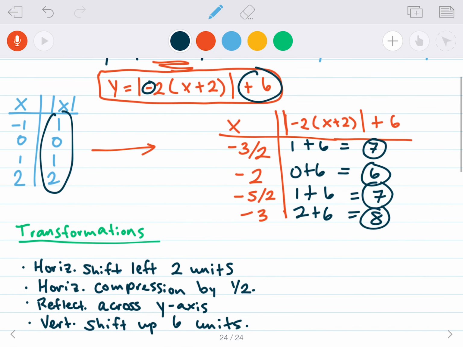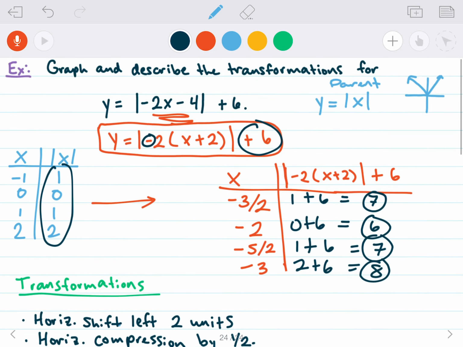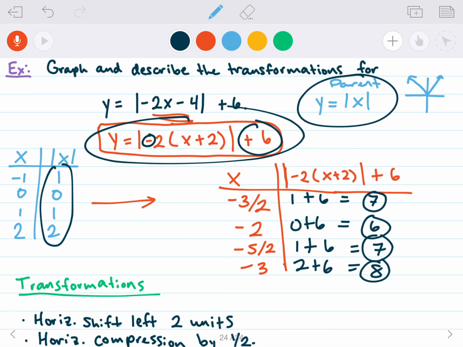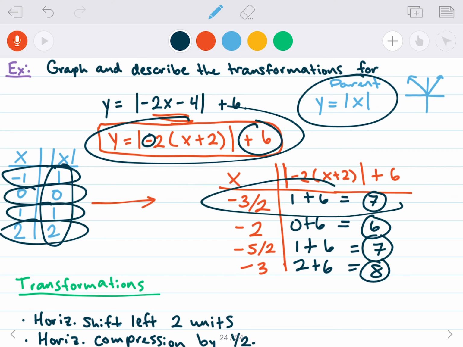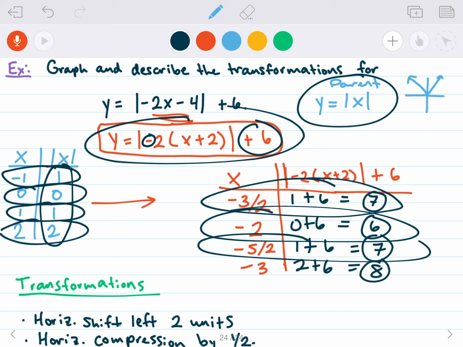All right, so you guys should plot both of these in Desmos, both the parent graph and this guy, and make sure that these ordered pairs are on the parent graph and these ordered pairs are on the transform graph, just to verify yourself there.